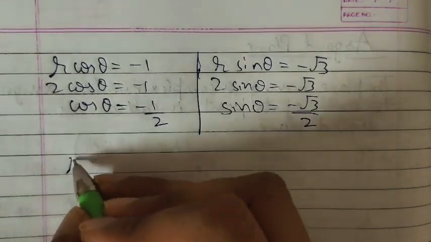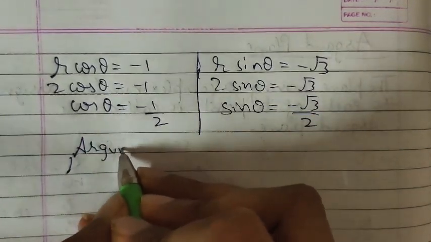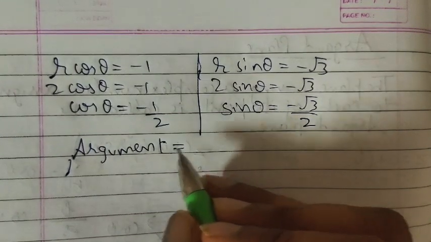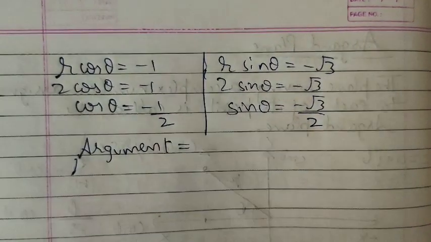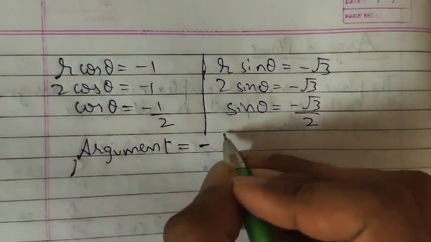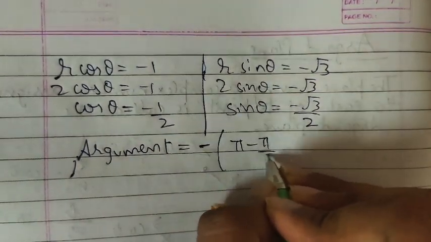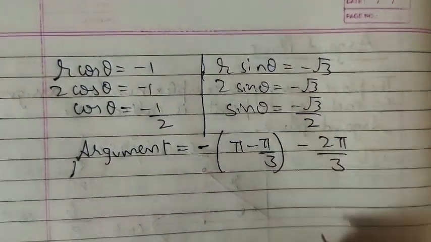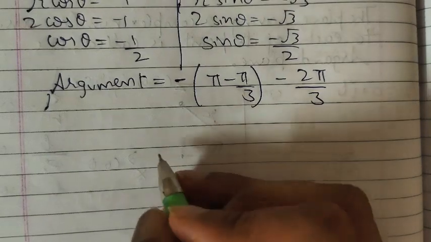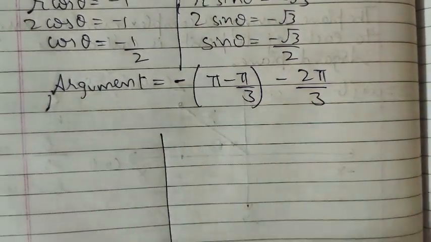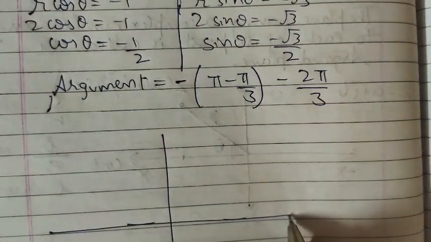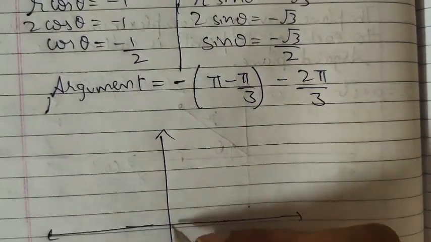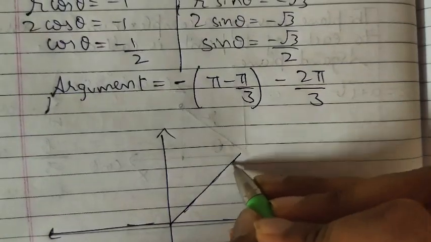So the argument for this will be equal to minus pi plus pi by 3, that is minus 2 pi by 3. I'll explain how this happens. Now let's go back to that Argand plane. In the Argand plane this sort of diagram was there, so let's do this portion again.